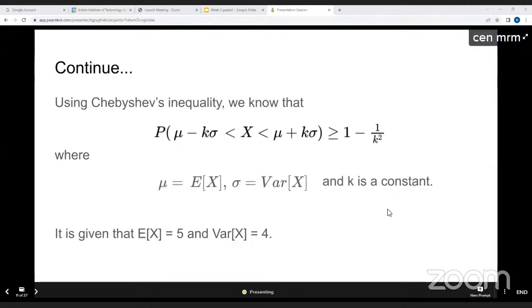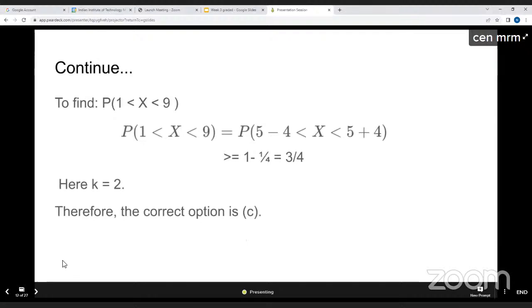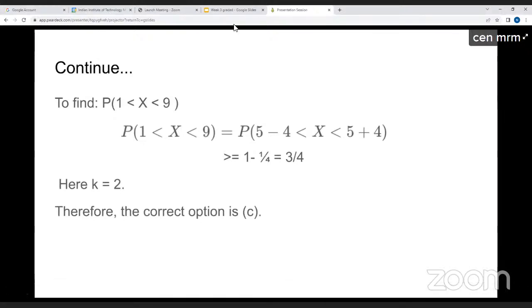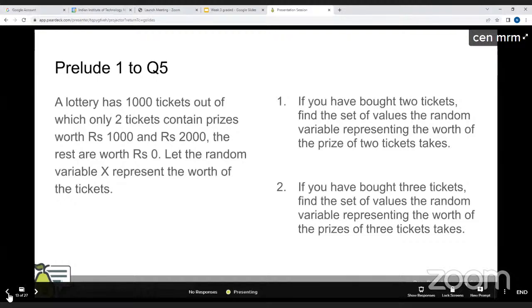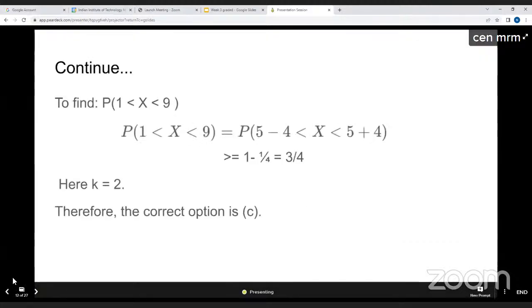So somebody had asked for more session on Chebyshev's and Markov inequality. So we can have that session tomorrow. I know in week 3, most of the part should be clear, like expectation and variance, but it can be a little problem, I understand. So tomorrow we'll mostly focus on these inequalities.